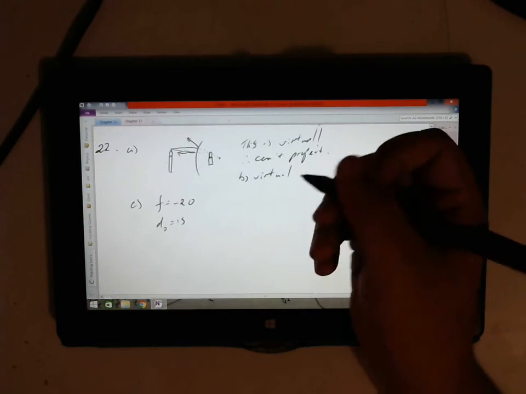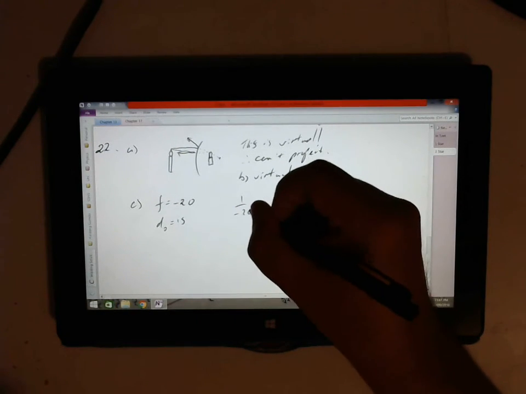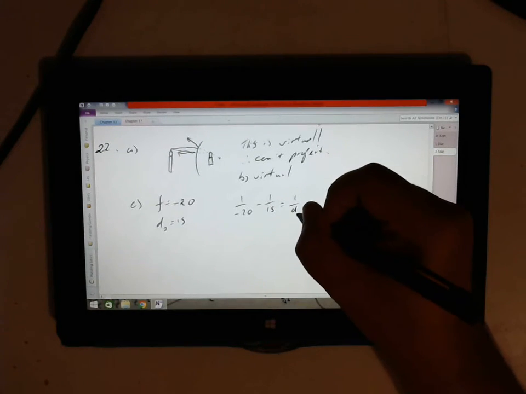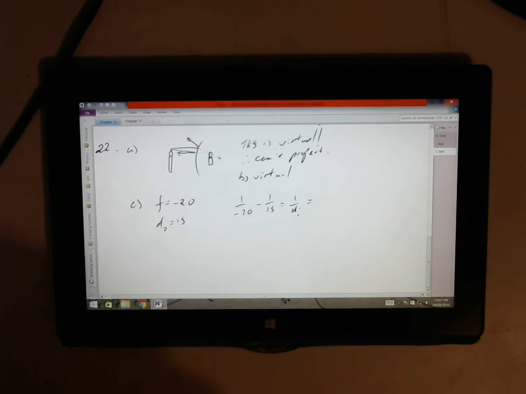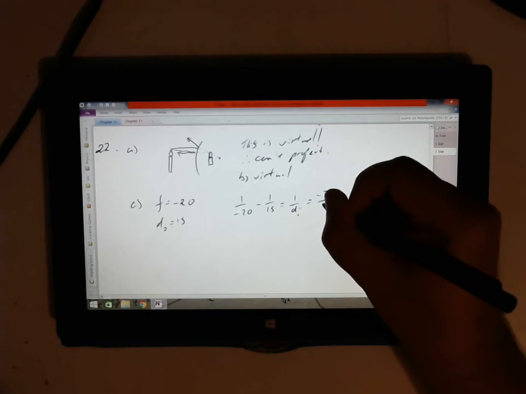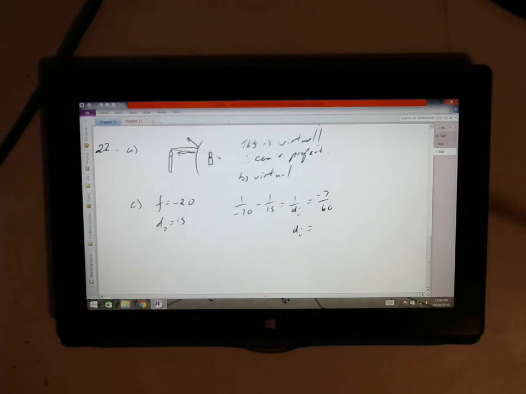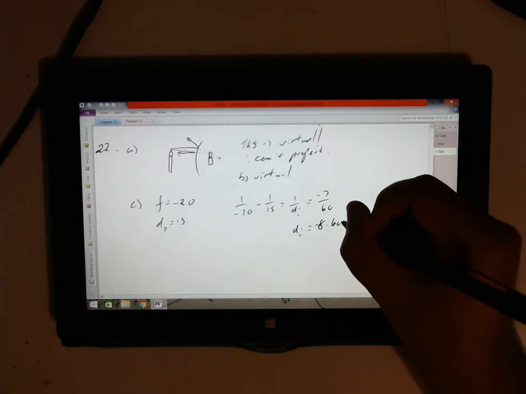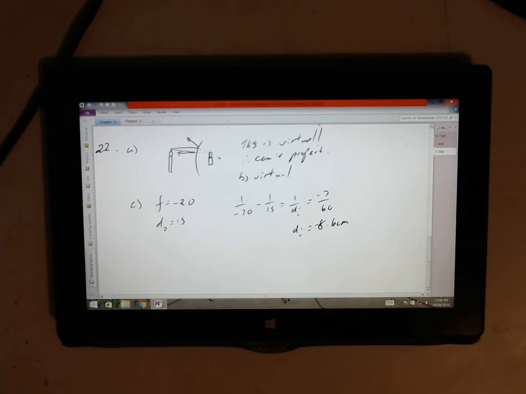DO equals 15. So we need to find DI. 1 over -20, take away 1 over 15 equals 1 over DI. So -20, take away 1 over 15, gives me -7 over 60. So DI equals about -8.6 centimeters, or 8.6 centimeters behind the screen.